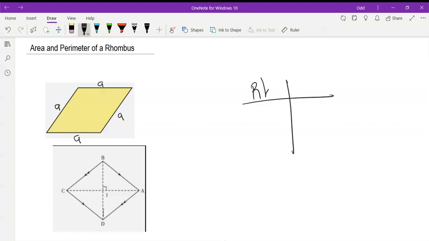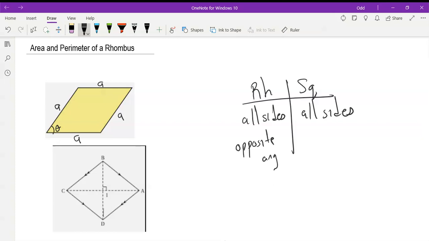So we can compare the rhombus and the square. All the sides are equal. In a square, all the sides are also equal. However, the difference comes to the angles. For the rhombus, only the opposite angles are equal. So this angle here is equal to this angle here. You can say angle A is equal to angle B here, then angle C here is equal to angle D here.